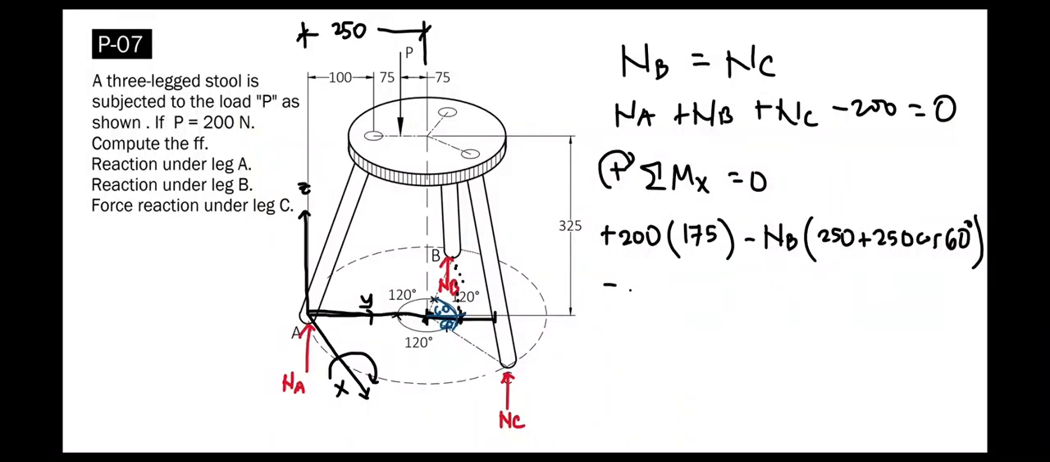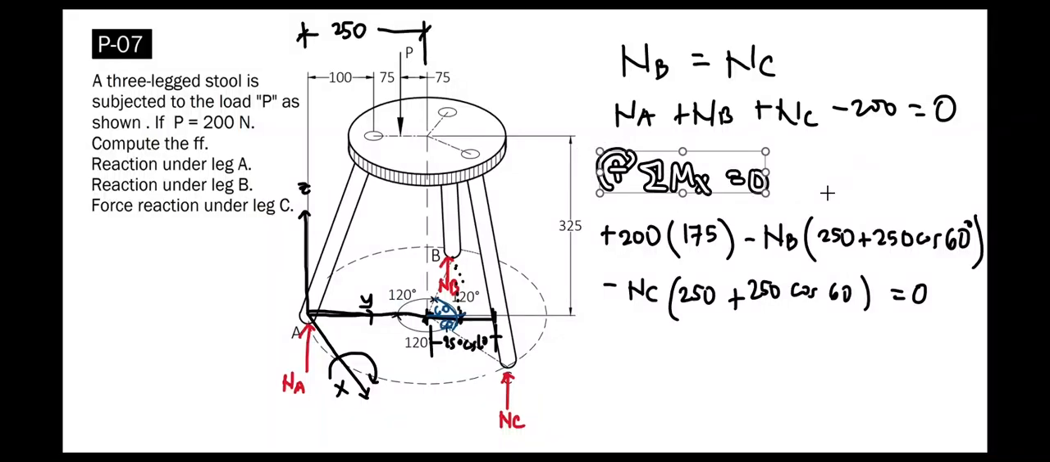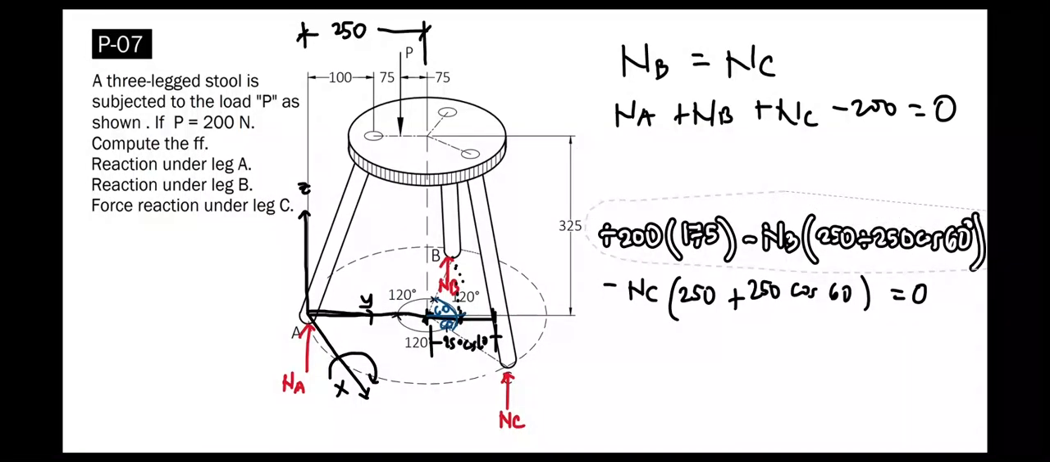So minus another moment induced by N sub C, which is counterclockwise, so it's negative, times its moment arm distance of 250 plus this distance here, which is equal to 250 cosine of 60 degrees equal to 0. So we have three equations with three unknowns, enough to solve this problem.